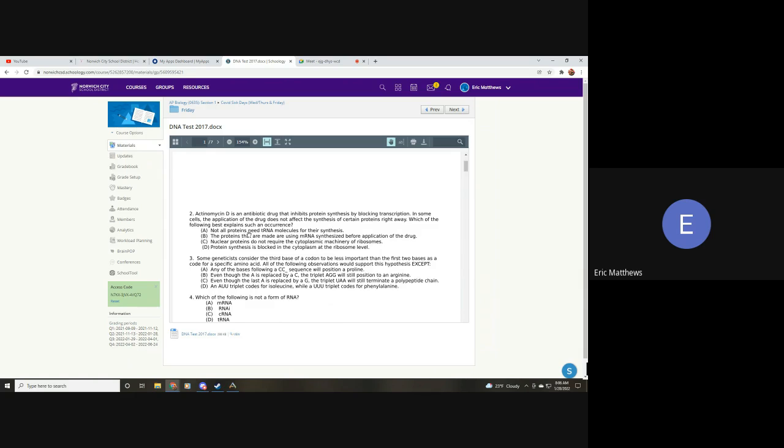Either proteins don't need transfer RNA molecules, which we've seen no example of, or that messenger RNA was synthesized before application of the drug. Letter B is far more likely.